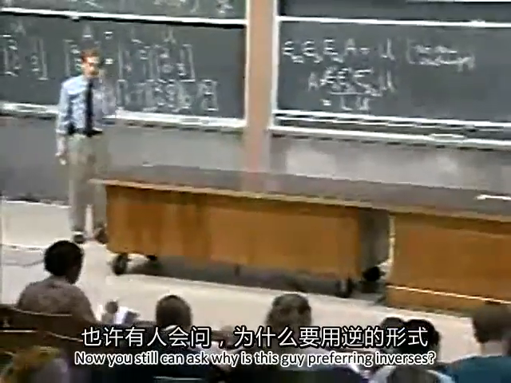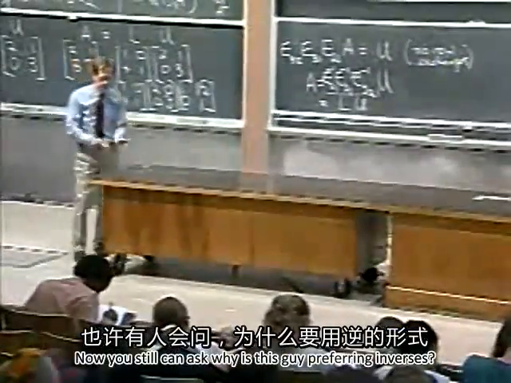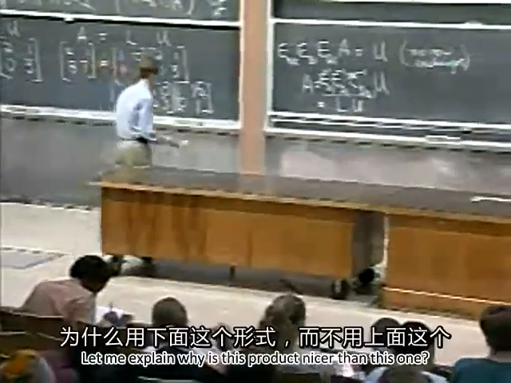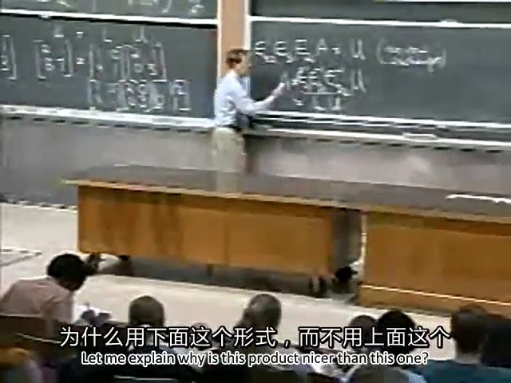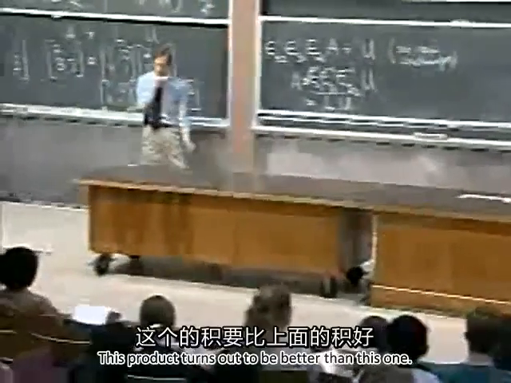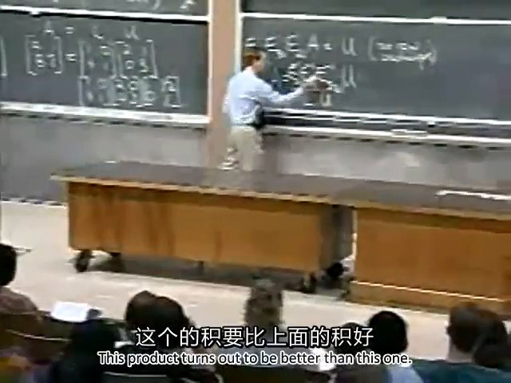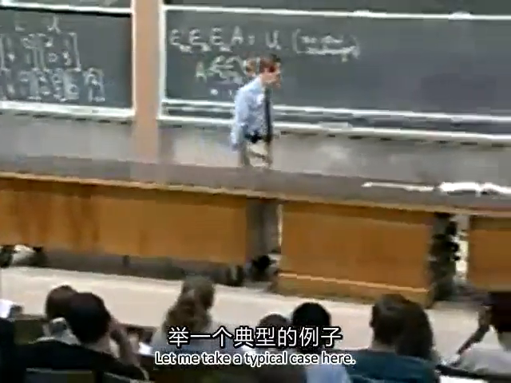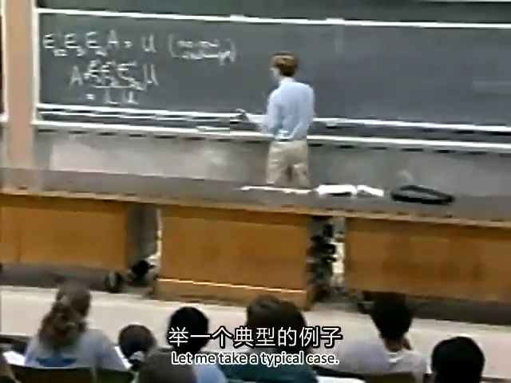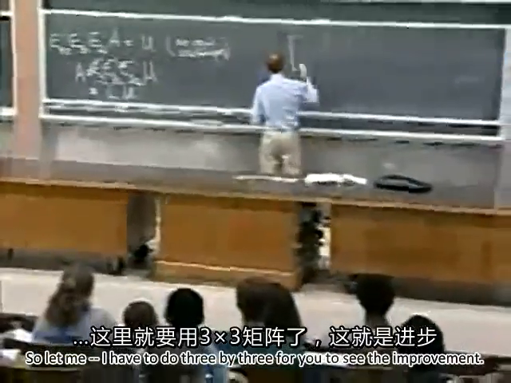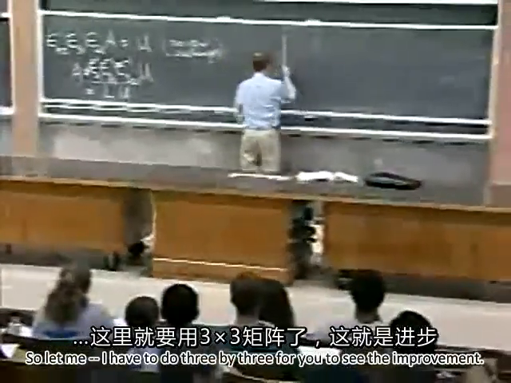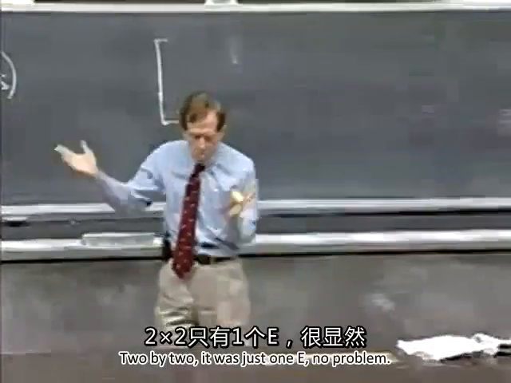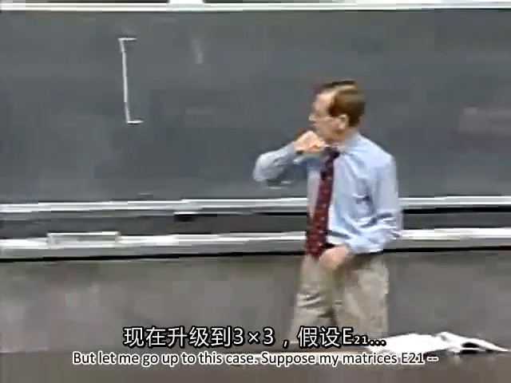Now you still can ask, why is this guy preferring inverses? Let me explain why this product is nicer than this one. This product turns out to be better than this one. Let me take a typical case here. I have to do 3 by 3 for you to see the improvement. 2 by 2, it was just 1 E, no problem. But let me go up to this case.